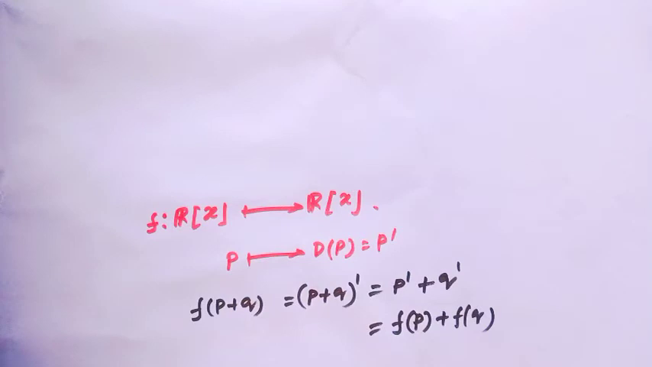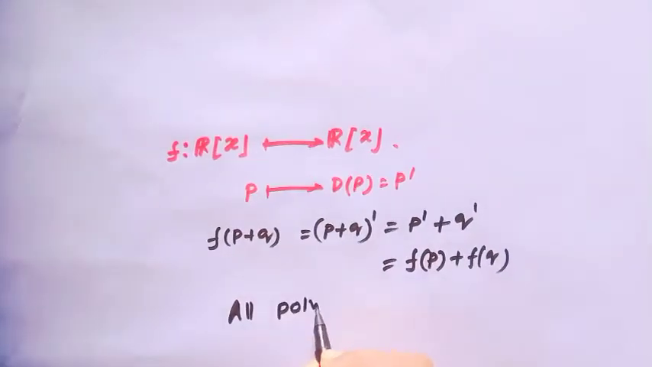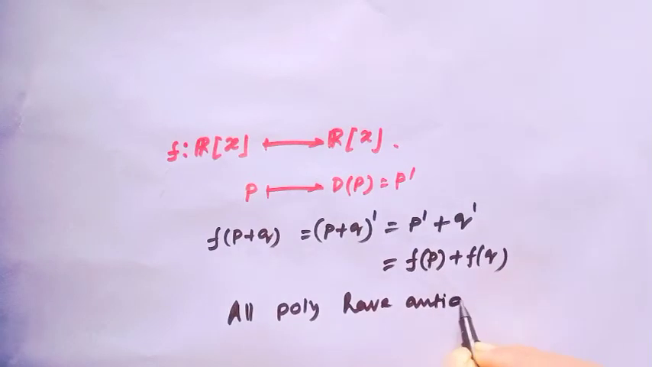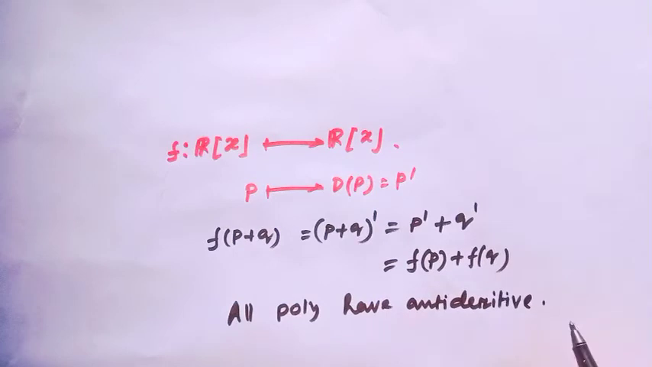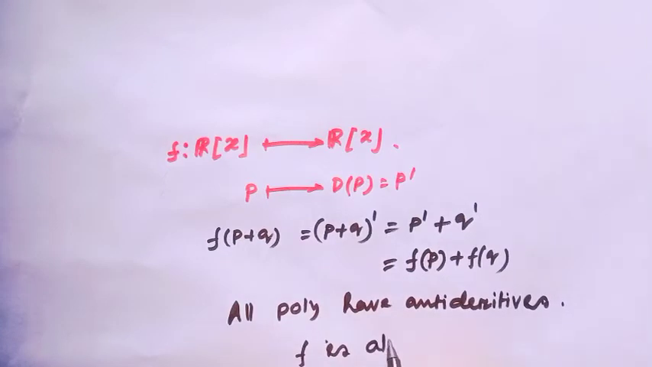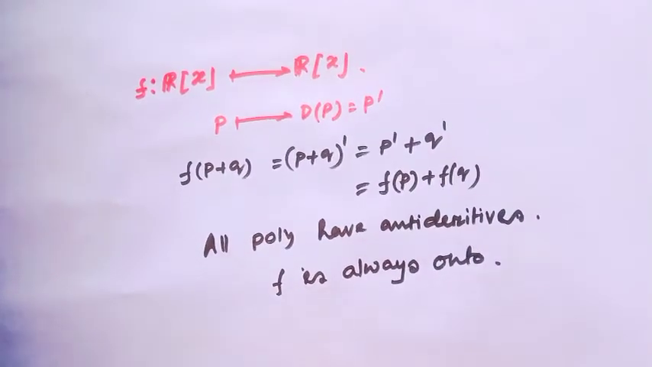Well, we have studied in calculus that all polynomials have an antiderivative. We all of us know this. So f is always onto. Are you getting it? Okay. What would be the kernel of f?